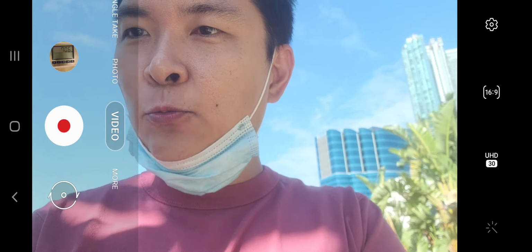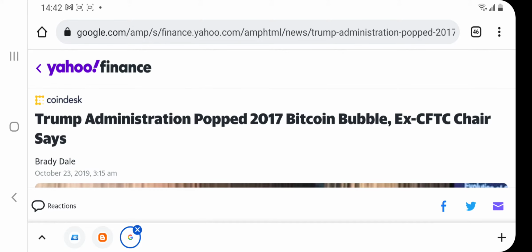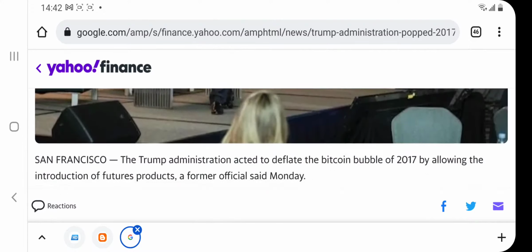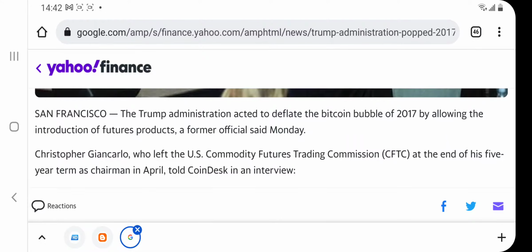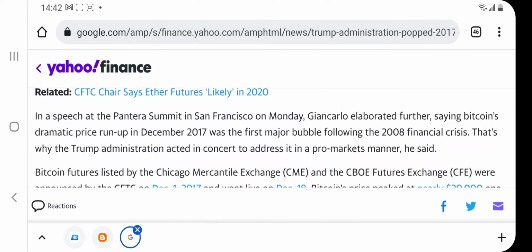But the thing is, guys, if you look at this article on Yahoo Finance, which was first published on the CoinDesk website, the article says, Trump administration popped 2017 Bitcoin bubble, ex-CFTC chairman says. This is a very interesting article, and there are a lot of things in it that I would like to discuss.